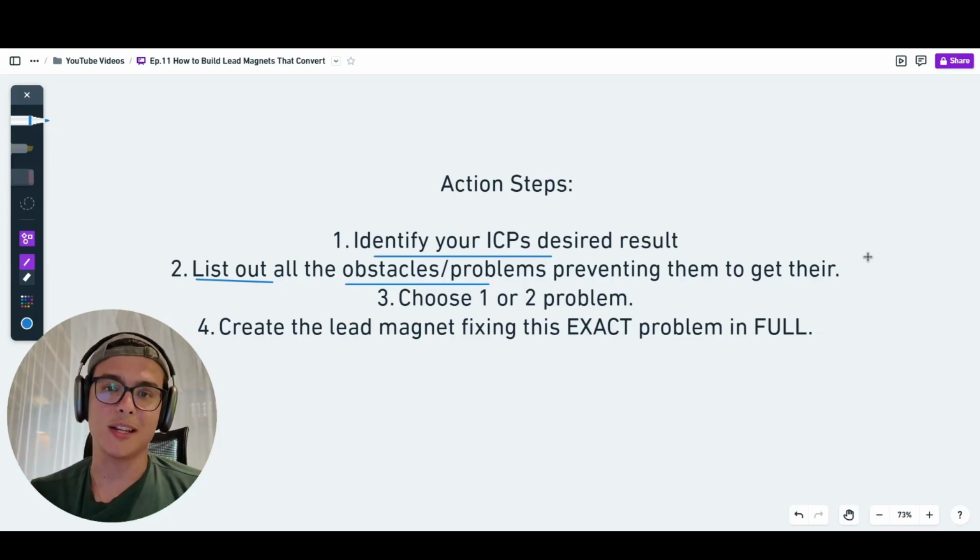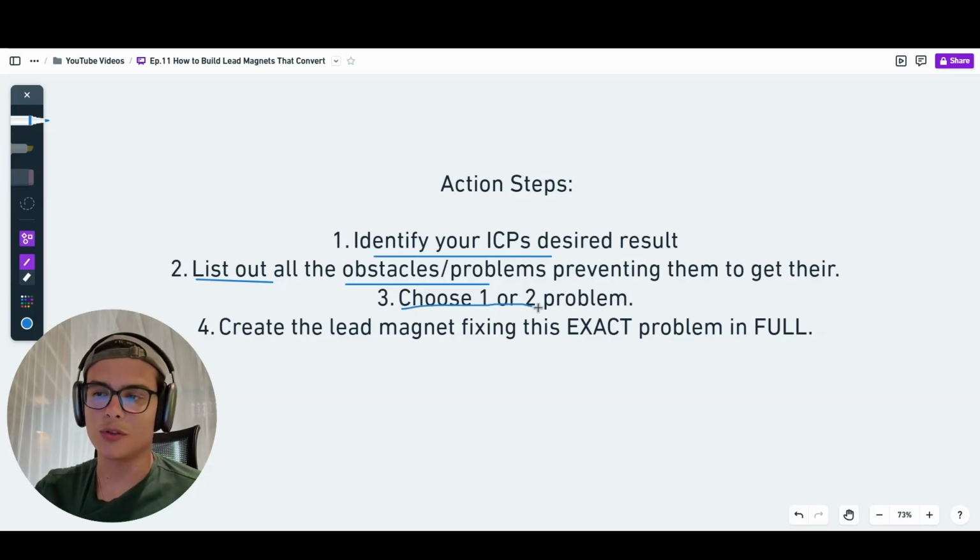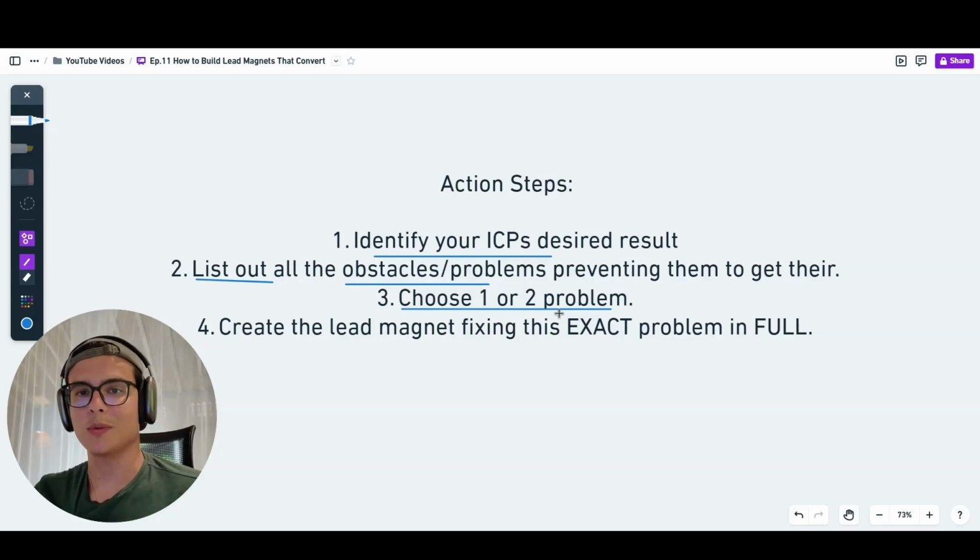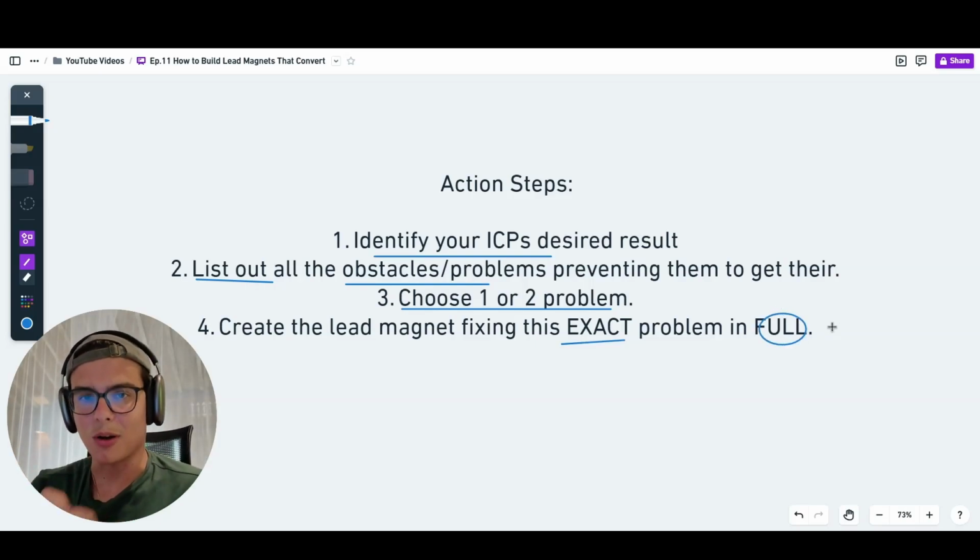So you want to choose the one that is the highest leverage, meaning the one that most people are struggling with. Step 3, choose 1 or 2 problems. Okay, don't overcomplicate it. Just like I said, choose the ones that you think most people are struggling with, and then create the lead magnet fixing this exact problem in full. Okay, this is the most important part. Actually fix the problem in full as if they were your client. And if you do this, believe me, you will make a lot more money.